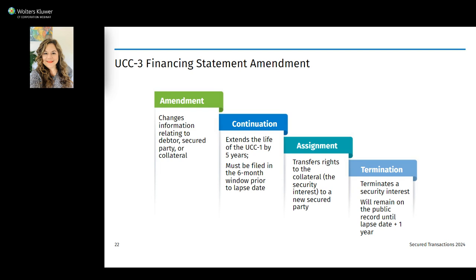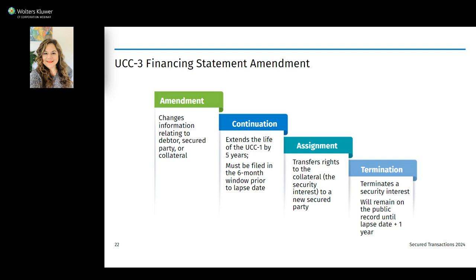A continuation, we just talked about, 5 years, within 6 months before the lapse date. If it's a 5 year period of time, effective date, you can actually file a continuation 6 months prior to the lapse date. And you definitely never want to wait till the last minute to do that. Why? Sometimes UCC3s get rejected. You would hate to have your UCC rejected on the final day. So at least you'll have some time to figure out why it was wrong.